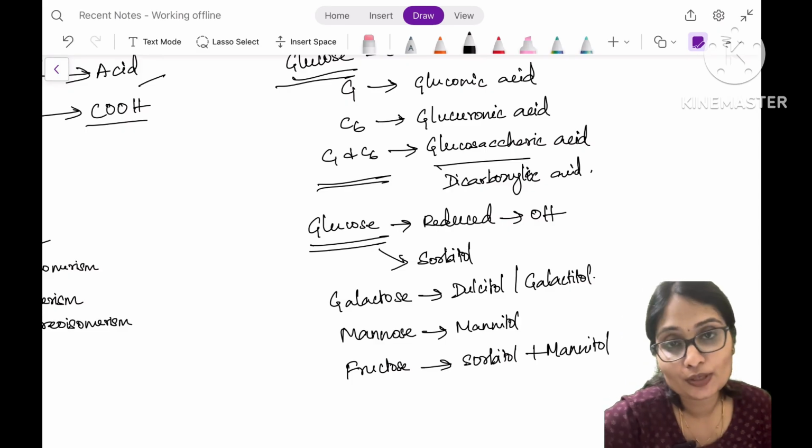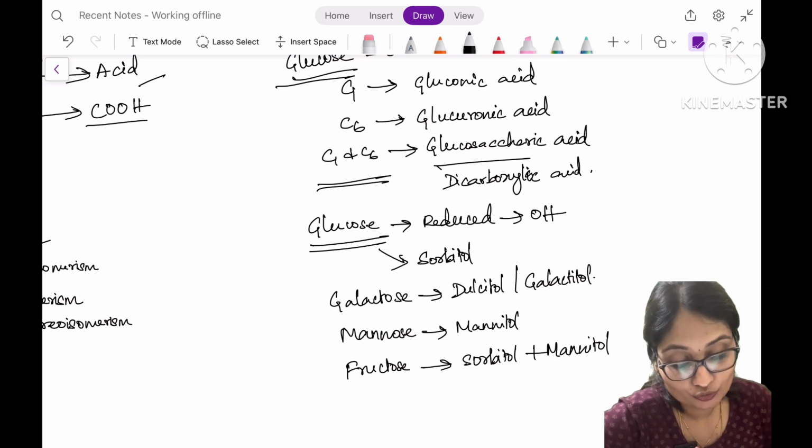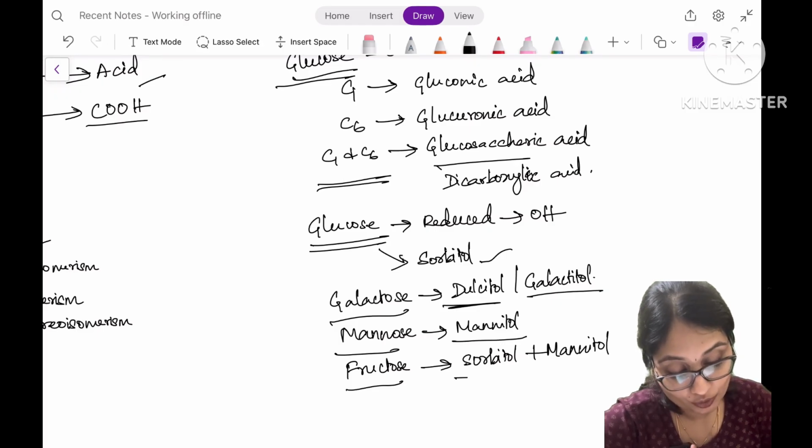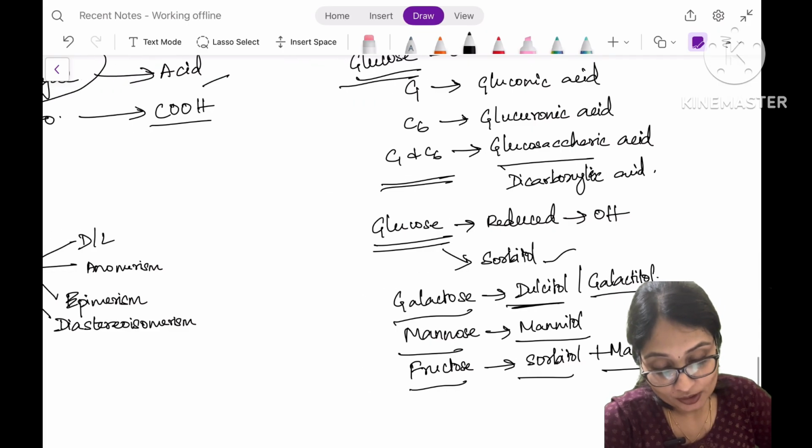This is something you'll have to know. Glucose gets reduced to form sorbitol, galactose gets reduced to form dulcitol, otherwise called galactitol, mannose gets reduced to form mannitol, and fructose gets reduced to form sorbitol plus mannitol. Fine, so this is it.